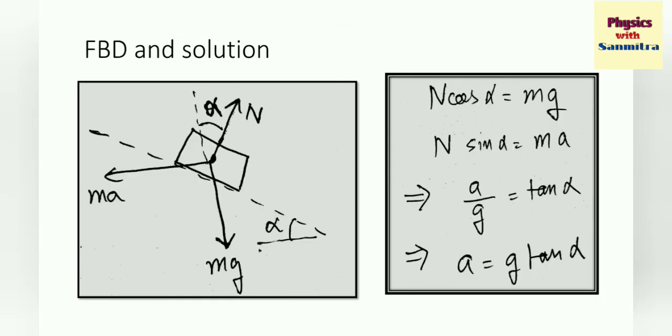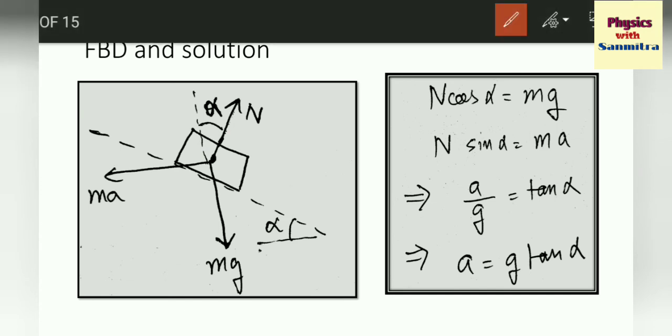In the FBD I have shown you that this ma is acting in this direction, because a was to the right-hand side outside, so ma will act to the left-hand side. Weight is acting downward, and the normal reaction will act perpendicular to the surface. Now this is alpha. Now if we resolve this N into components, this will be N cos alpha, and this will be N sin alpha.